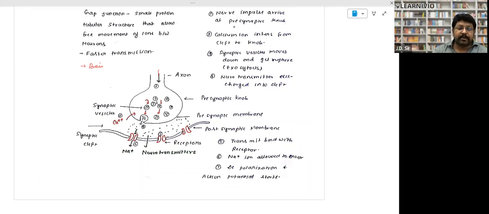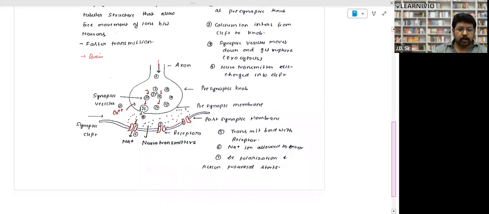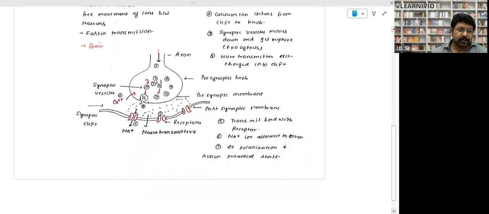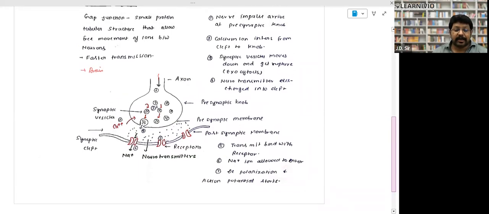First step, the nerve impulse arrives at the presynaptic node. Second step, calcium ions enter from the cleft to the node. Cleft means here, from ECF to the node. Then synaptic vesicles move downward and rupture. This process is called exocytosis. Neurotransmitter is discharged into the cleft. The neurotransmitter binds with the receptor. The sodium channel opens and sodium ions are allowed to enter. Then the depolarization arrives at the other neuron, right? That's how the transfer of information takes place in the chemical synapse.